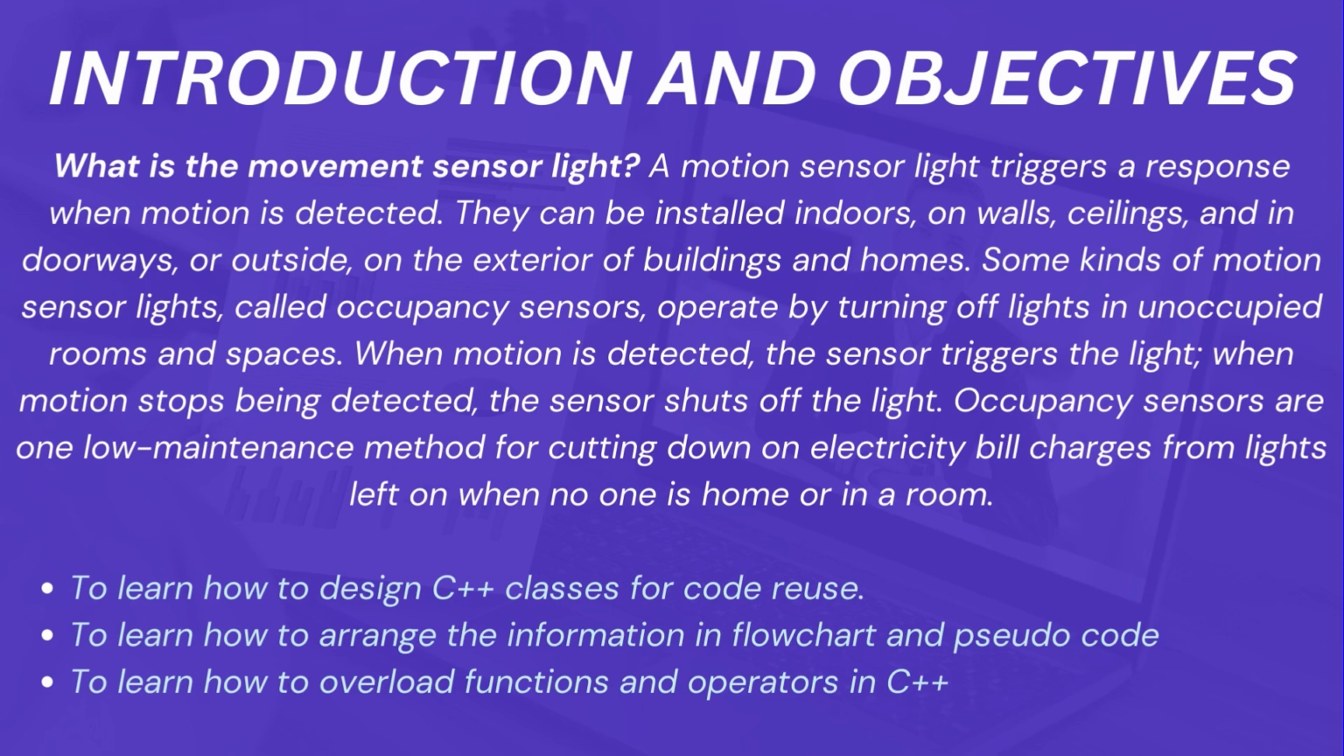When motion is detected, the sensor triggers the light. When motion stops being detected, the sensor shuts off the light. Occupancy sensors are one low maintenance method for cutting down on electricity bills charged from lights left on when no one is home or in a room.